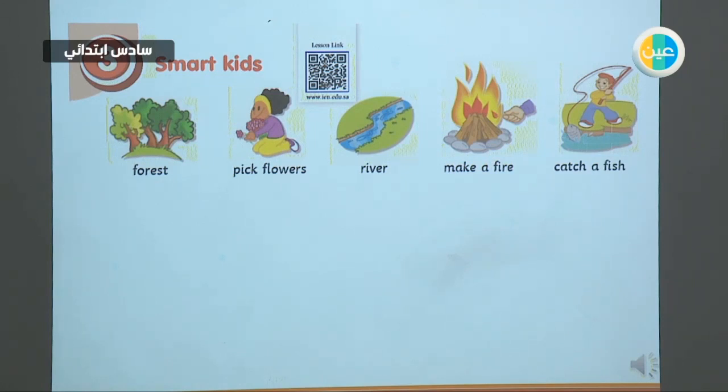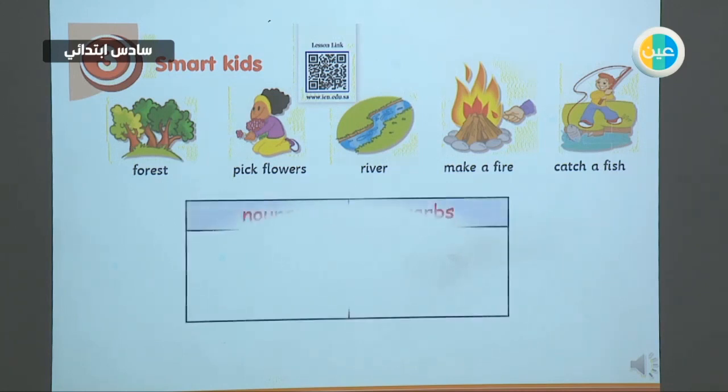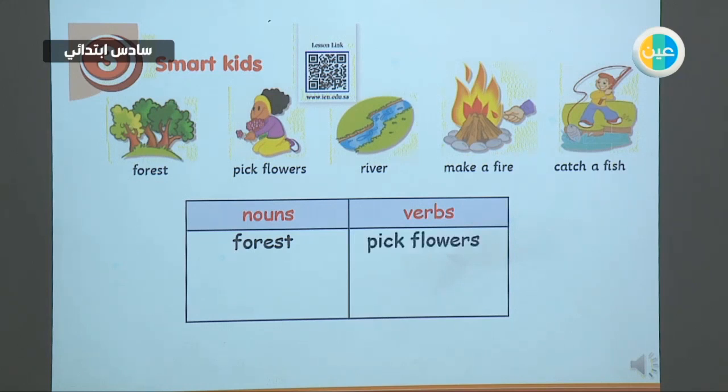Which of these words are nouns and which are verbs? The first one, forest. Of course, forest is a lot of trees together. So this is called forest. Pick flowers. What do you think of pick flowers? Okay, pick flowers is a verb. What do you think of river? This is not a sea, this is a river. Okay, so river is a noun.